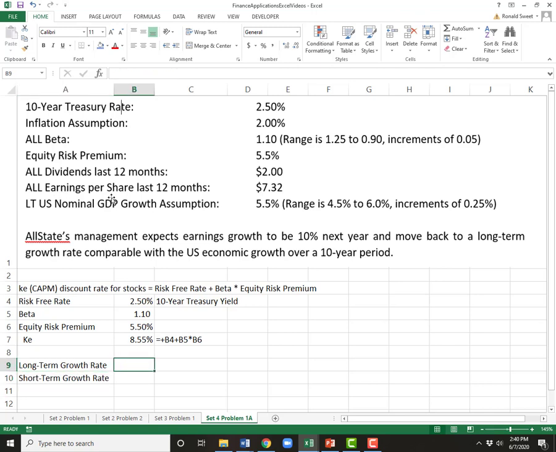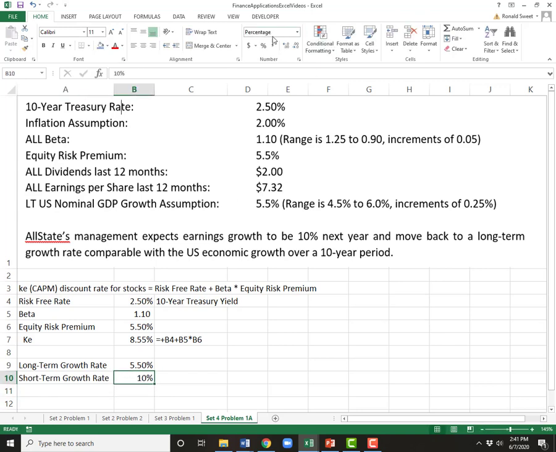They're given here. When you do your group project, you'll have to come up with your own numbers, and we'll talk about that a lot in class as we prepare for that group project. But here you can see the long-term growth rate we're going to use is 5.5%, which is interesting. It's the same as our market risk premium. That's just pure coincidence. There's no reason those two numbers are related. For the short-term growth rate, Allstate's management expects earnings growth to be 10% next year and move to the long-term growth over 10 years. So our short-term growth rate is 10%.